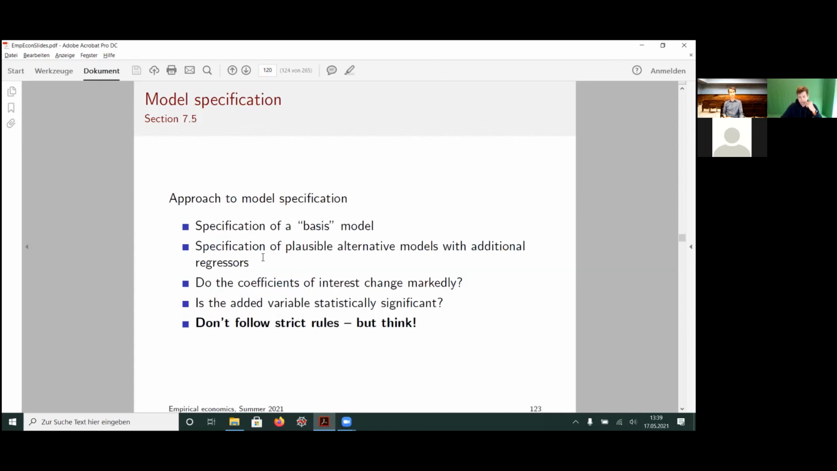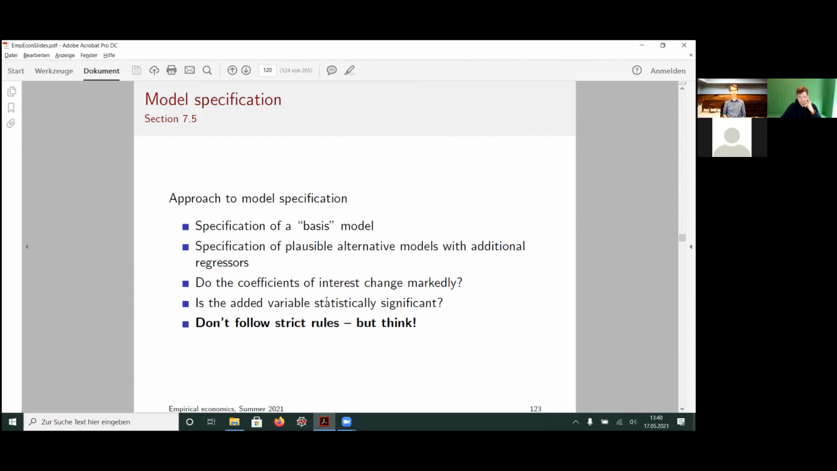All right, so if R squared is not a good approach to model specification, how should we do that? There's actually a kind of standard approach to model specification. You start with a relatively simple base model, for instance, a model with only a single regressor. Then you specify a number of plausible alternative models with additional regressors, and you estimate all of these models. Then you look at the coefficients you're interested in and check whether they change in a marked way. If they do, it gives you important hints which models are to be preferred. Also, you should check whether the variables that you add to the model are really statistically significant. If not, it might be a better idea to leave them out.